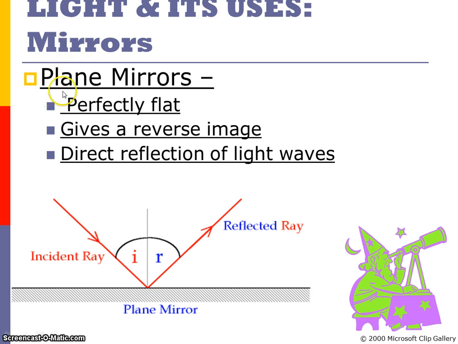So we can talk about what we might see from a plane mirror. That's called a flat mirror, right? It's going to show us a reverse image of ourselves because it's a reflected image, right? It's the exact opposite. And it comes from the direct reflection of light waves. That's how we use mirrors to see ourselves, through reflection.